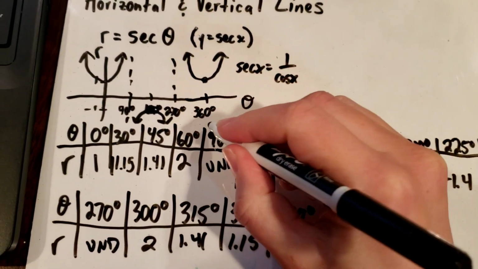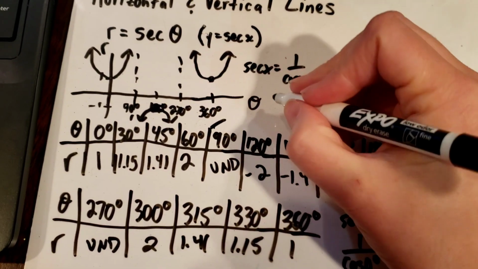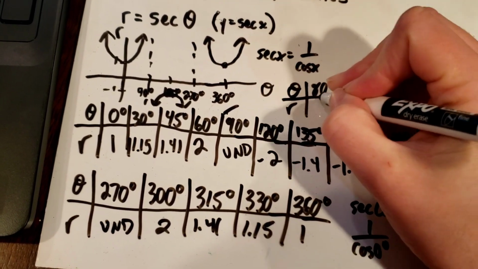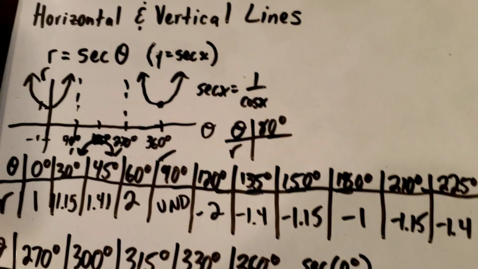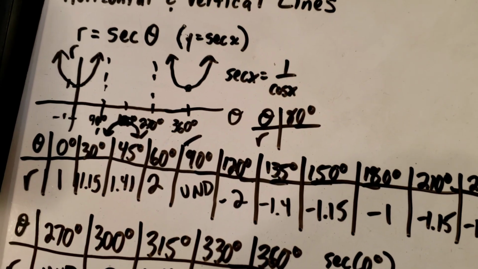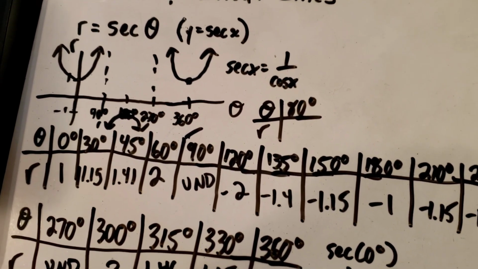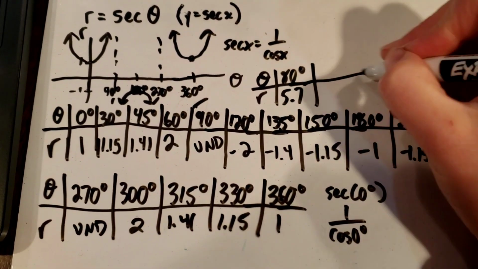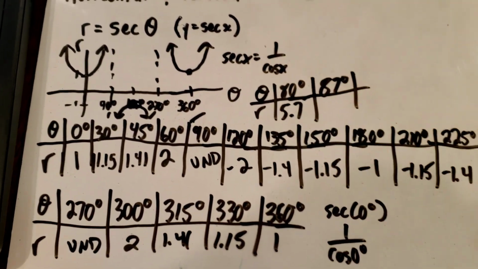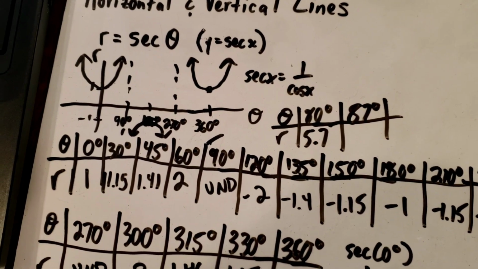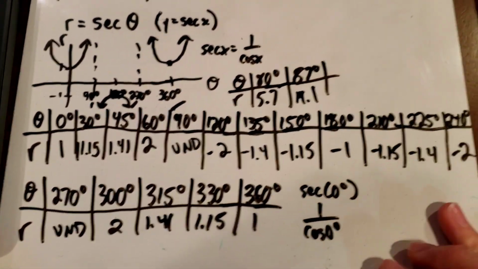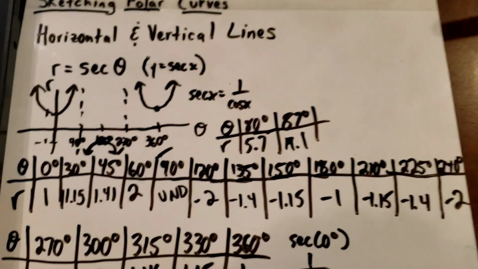Like if I threw in, let's see, let's say theta, let's do 80 degrees. So what is 1 over cosine of 80 degrees? That's going to give us 5.7. And then if we went even closer, like 87 degrees, that's going to give us 19.1. Okay, so we can even hold on to those values.